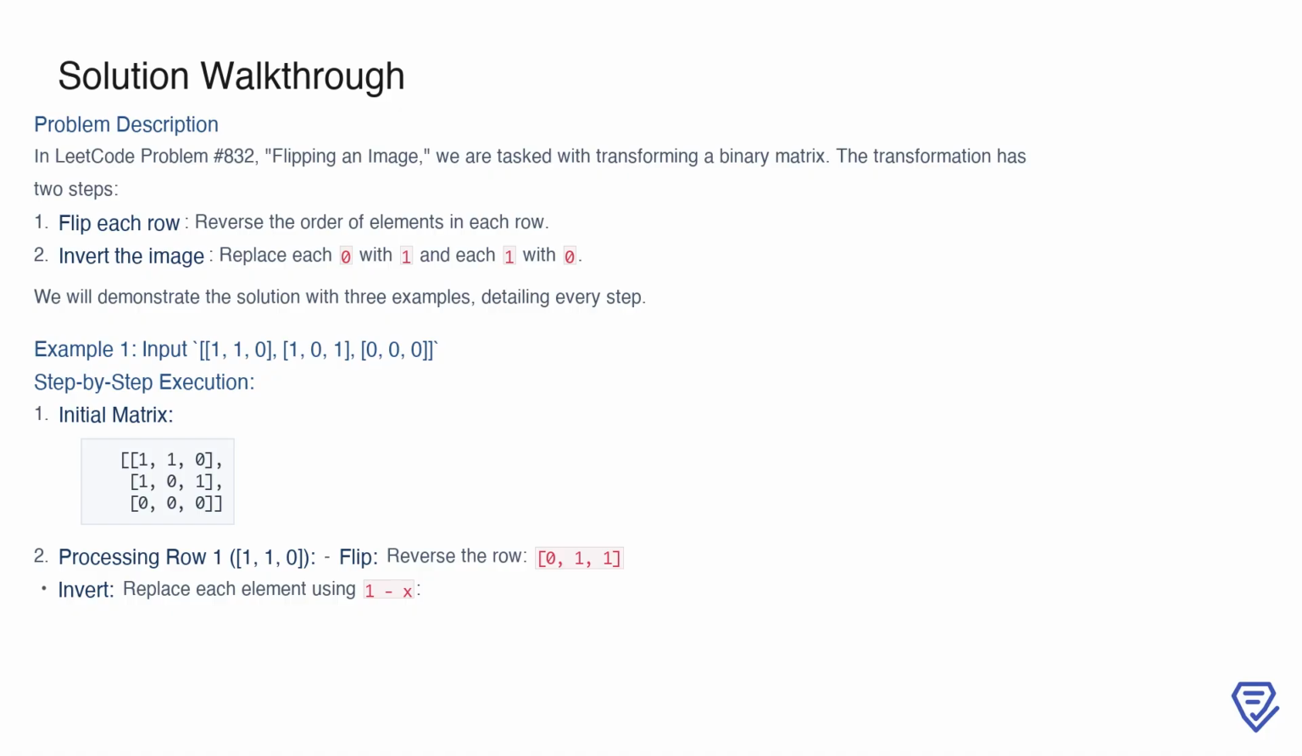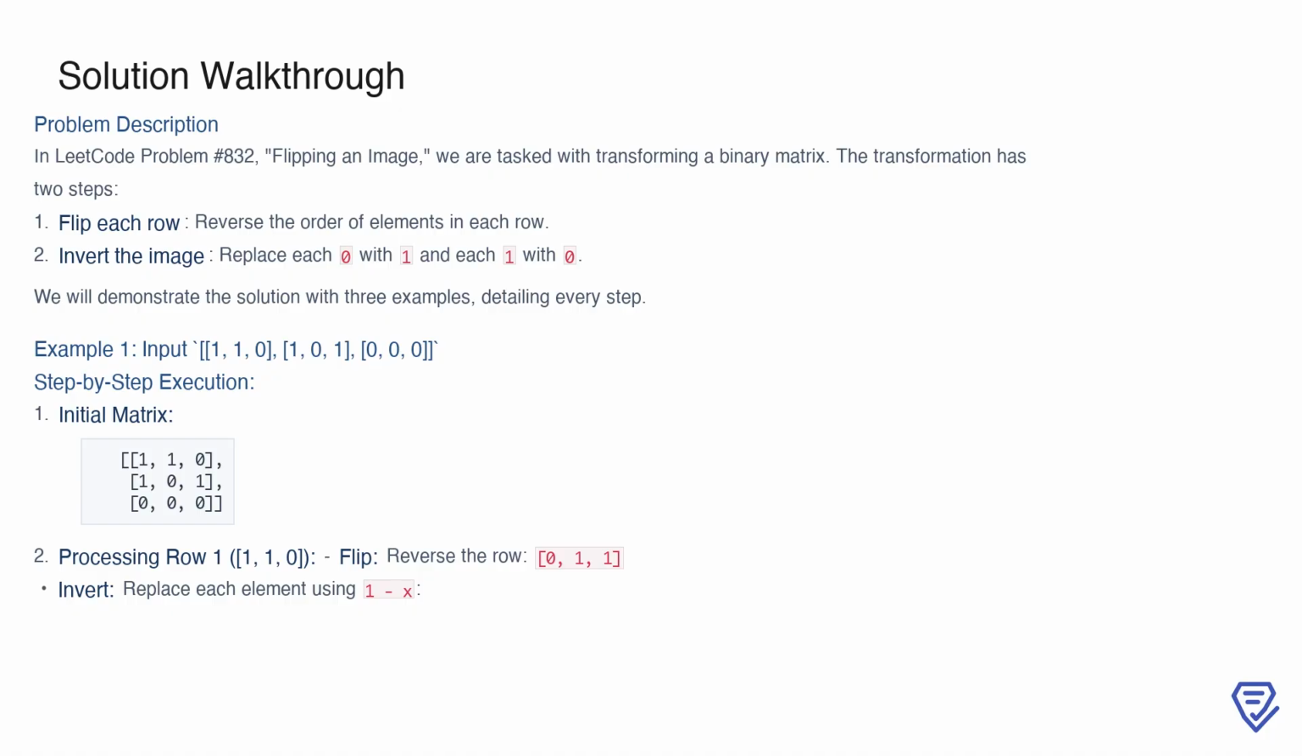To make this clearer, let's take an example matrix [1, 1, 0], [1, 0, 1], [0, 0, 0]. The solution will process each row step by step. Starting with the first row, 1, 1, 0, we reverse it to get 0, 1, 1. After flipping, we invert each number using the formula 1 - x. This means the 0 becomes a 1, and the 1s become zeros, resulting in 1, 0, 0.